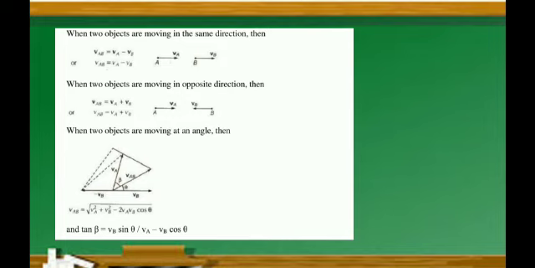When two objects are moving in opposite direction, VAB is equal to VA plus VB. When two objects are moving at an angle, then VAB is equal to root of VA square plus VB square minus 2 VA VB cos theta. And in terms of angle, tan beta is equal to VB sin theta by VA minus VB cos theta.